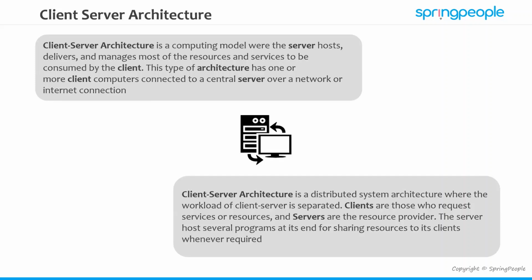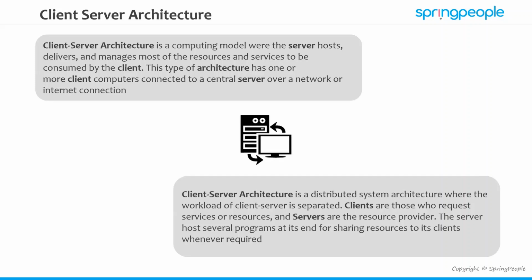This type of architecture has one or more client computers connected to a central server over a network or internet connection. There would be a central server, and in case there is a lot of traffic on that server, it has multiple servers distributed over a network, right? Once a client sends a request with certain parameters to the server, the server replies back to clients based on a certain algorithm or process implemented by developers.